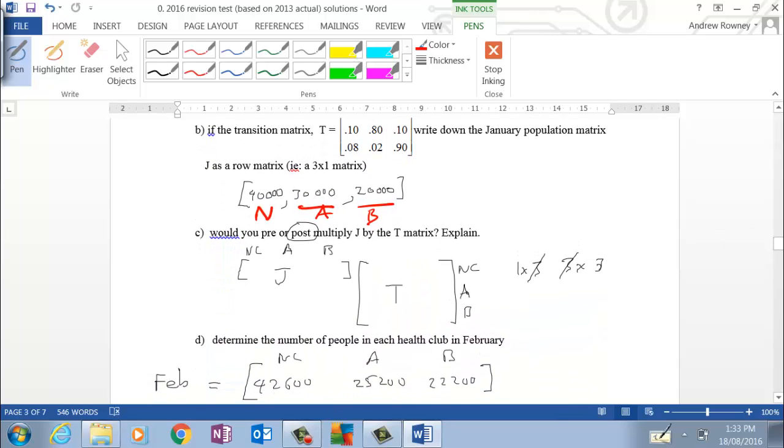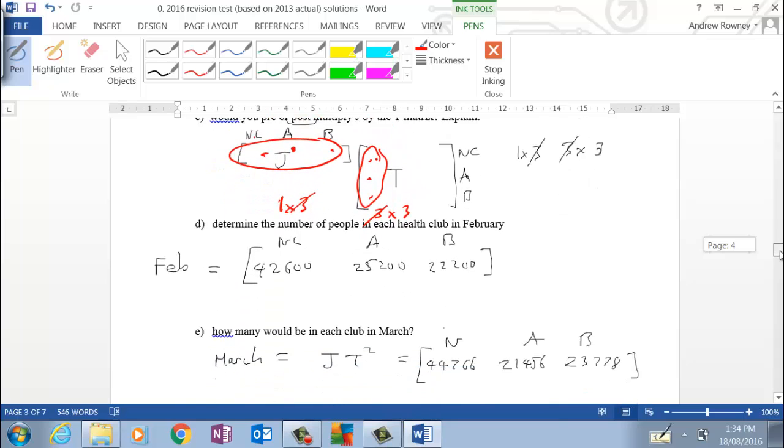So we have to work out whether we pre or post multiply. We're going to have to post multiply by the transition matrix, because you can see that the way we've written this is the no club, A club, B club. So when you multiply this row by this column, you can see the no club will multiply by the no, the A by the A, the B by the B. So it makes sense to set up in that fashion. Also the order works out. So this is row by column, so that's 1 by 3. And this is a 3 by 3, and those middle numbers cross out, and so the answer is 1 by 3.